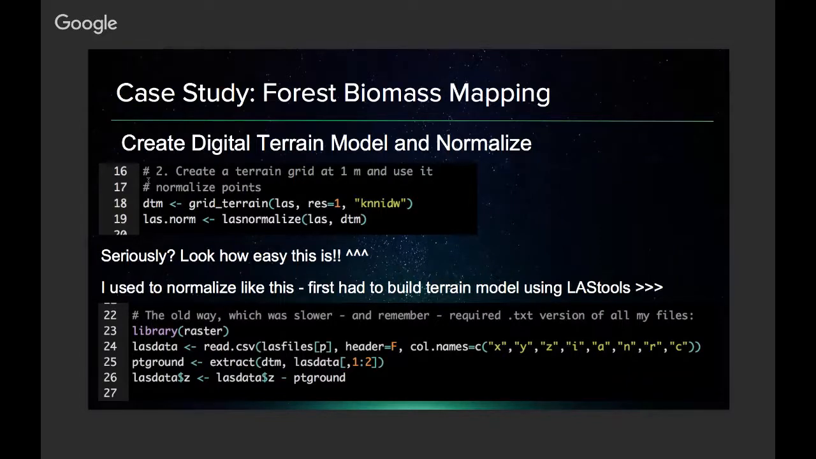So I would have to create my DTM outside of R using LAStools or something else if it wasn't provided by the vendor. And then I would have to read it in as a table and define all the table headings, use the raster package to extract the DTM to my points, and then physically subtract them. So JR made my life a lot easier by producing this package.